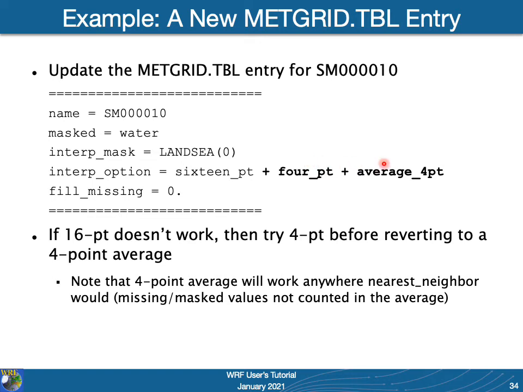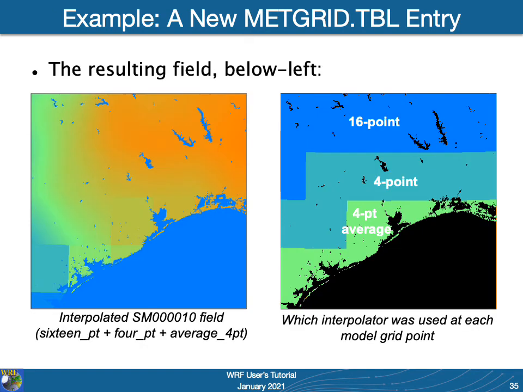And then as we get very close to land-sea boundaries, rather than using simply the nearest GFS grid point, we can use this interpolation scheme called average 4-point, which takes an unweighted average of any of the 4 surrounding points to a model grid cell that are valid. And it's worth noting that this 4-point average will work anywhere the nearest neighbor would have worked, and in fact it will work in more cases. So after making those changes to the metgrid table entry for soil moisture, we can rerun the metgrid program, and our new soil moisture field looks like the panel on the left of this slide.